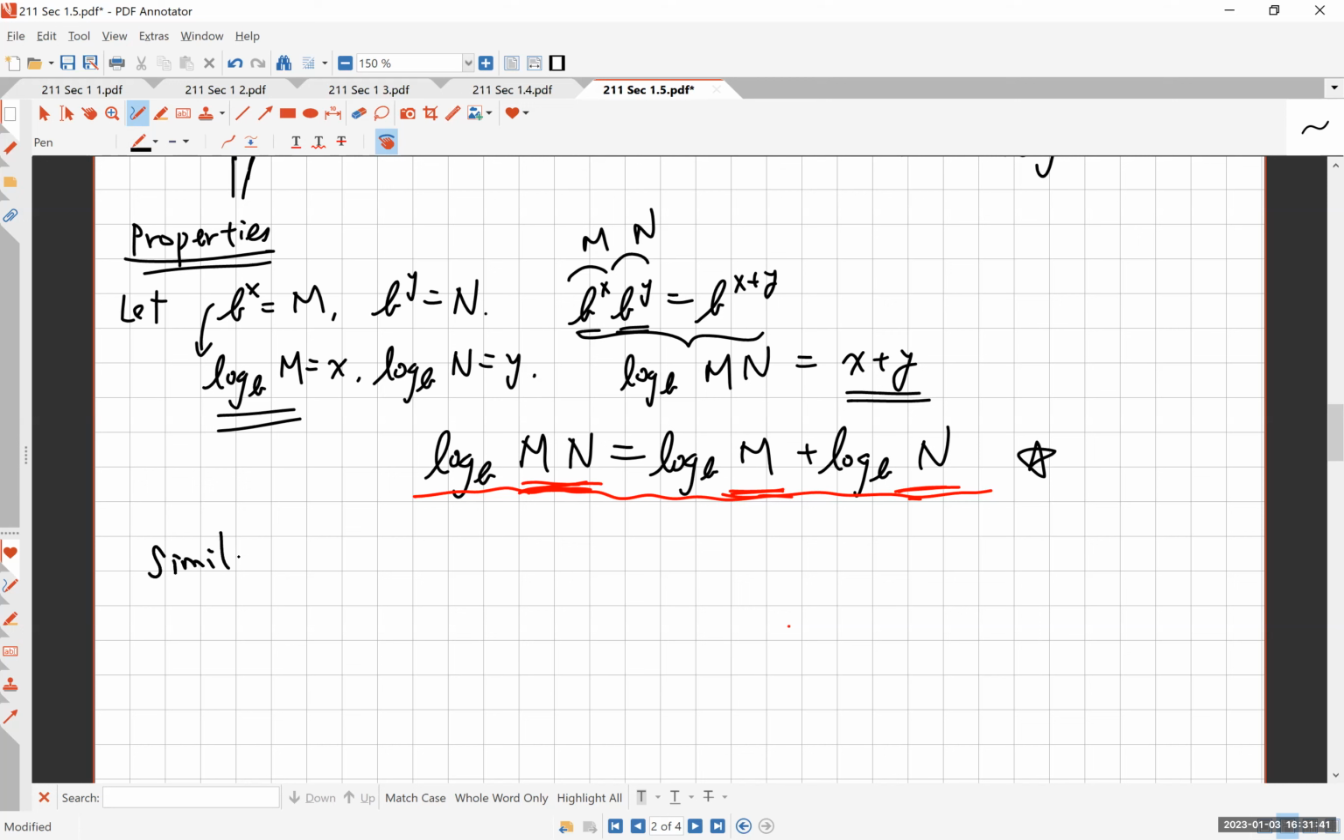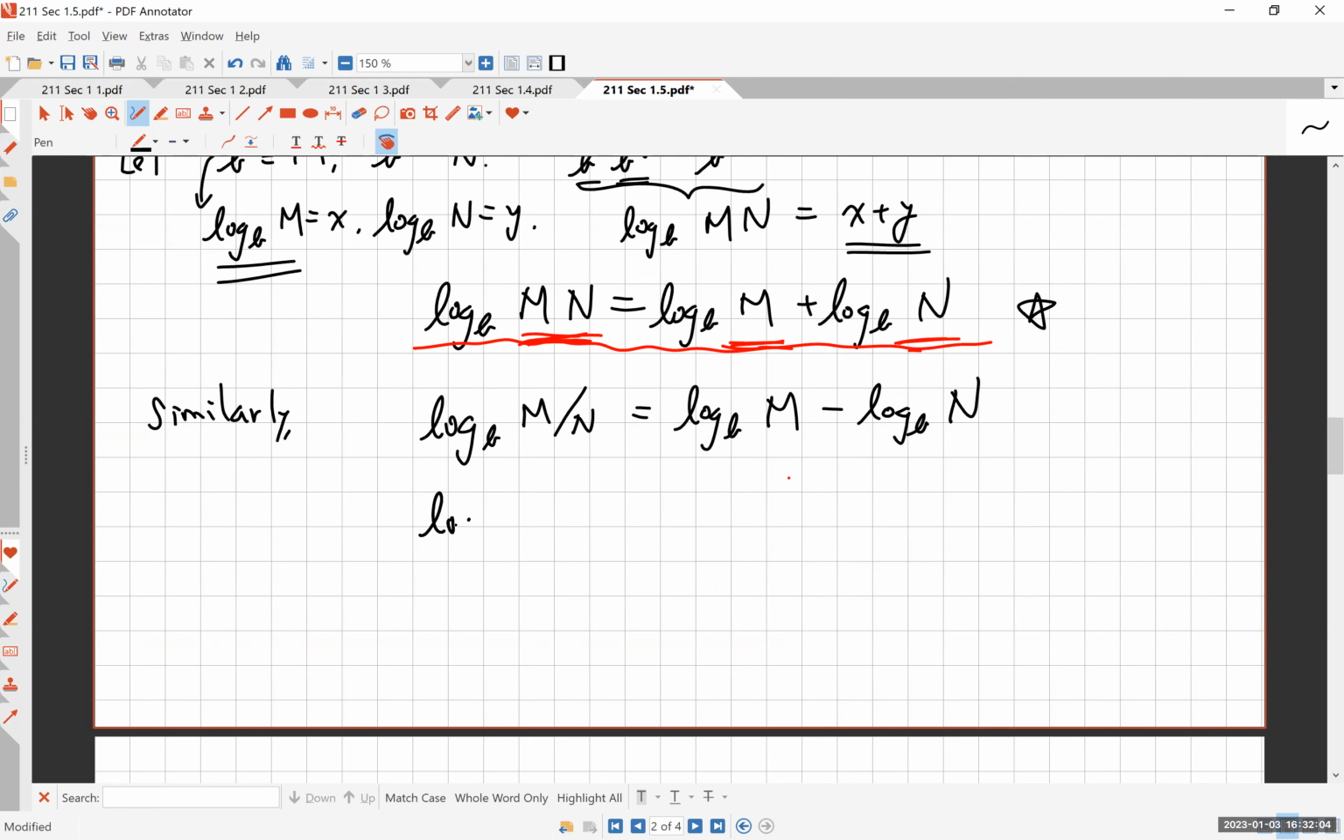Okay, now using similar arguments, we could also prove that log of m divided by n, the log of a quotient, is the log of m minus log of n. So the logarithm of a quotient is the difference of the two logarithms. And finally, this is maybe the best of all. If you raise m to the kth power, log of m to the kth power turns out to be k times the log base b of m.